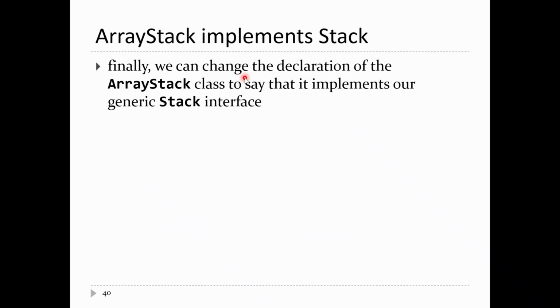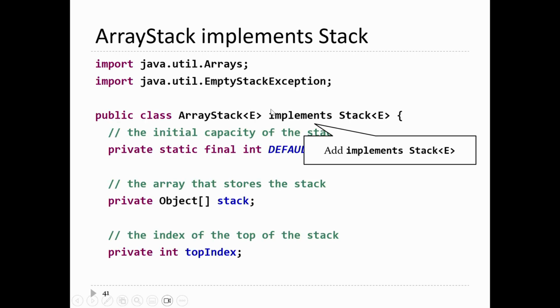Okay, finally, we're going to change our array stack class to say that it implements the generic interface. But that's easy to do too. Our ArrayStack of type E implements our Stack interface of type E. And away you go, and that's it. You're done converting our array-based stack into a fully generic type.